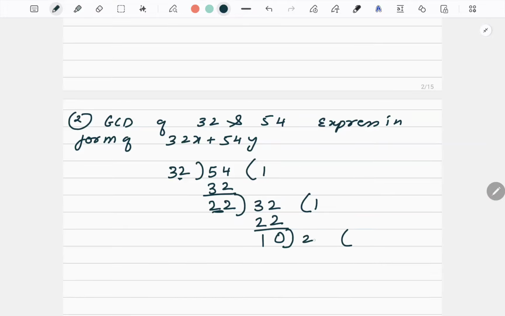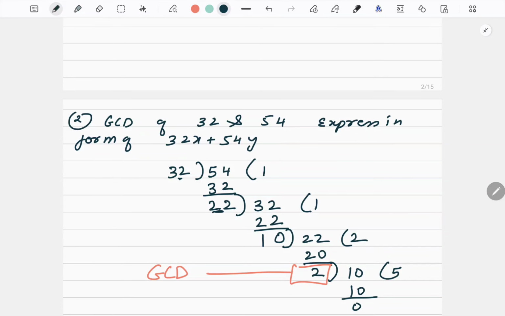So now 22 will come down. So 10 twos are 20. So 2 came. Now again make the division and now 10 will come. So 2 fives are 10. So I got 0. The moment I got 0 means this is the GCD.